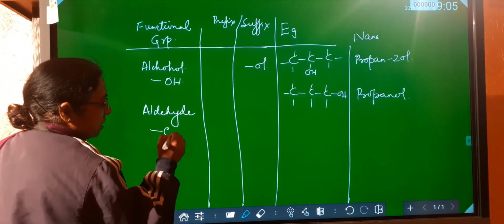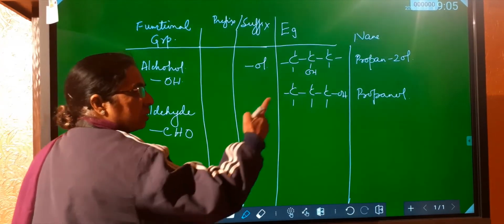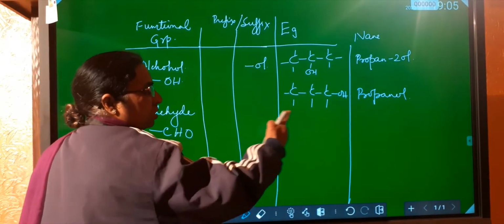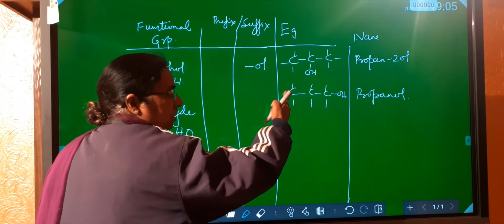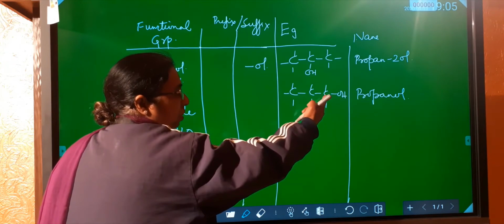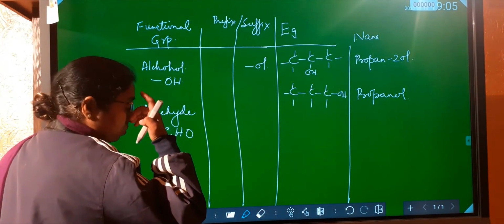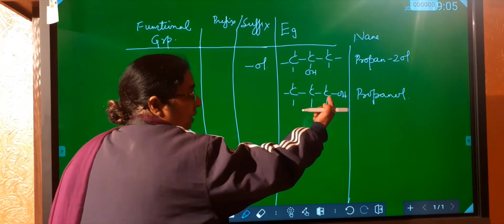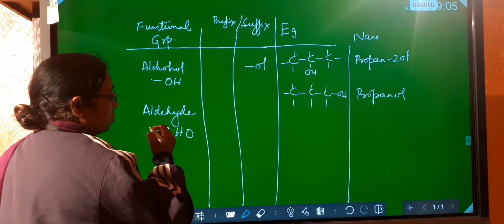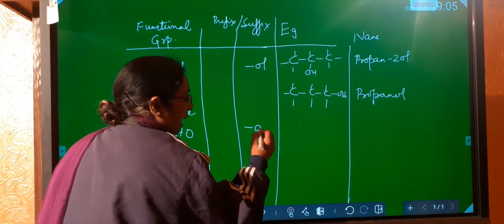Aldehyde, that is CHO. Now this CHO is a terminal group. It has to be written on the last carbon, the end carbon, and the carbon on which it is attached, we will name that as the first carbon. Its suffix is al.